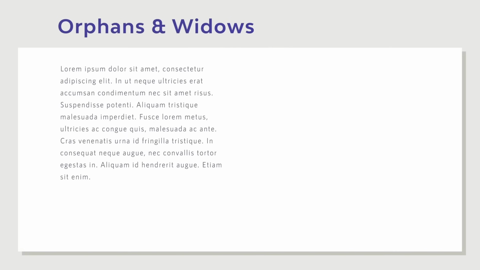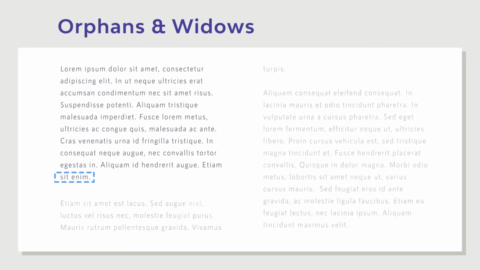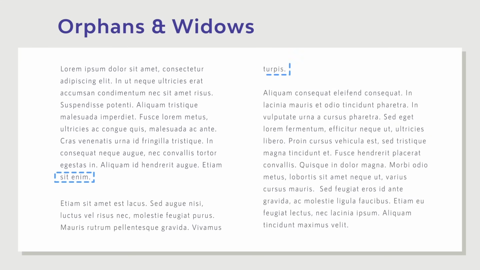And last, we have orphans and widows. These are common in paragraphs. An orphan is a word or a short line at the beginning or end of a column that's separated from the rest of the paragraph. A widow is a short line or single word at the end of a paragraph. These two problems can be solved by adjusting the kerning, tracking, or adding manual line breaks, like a soft return.